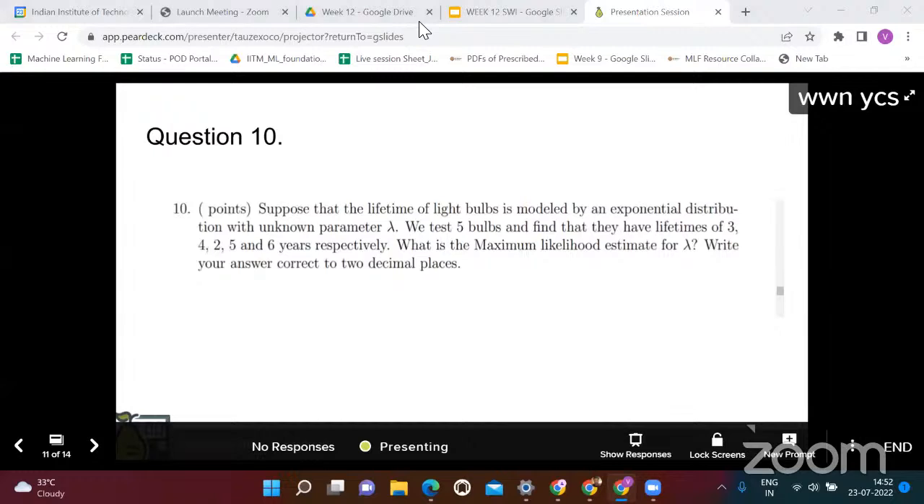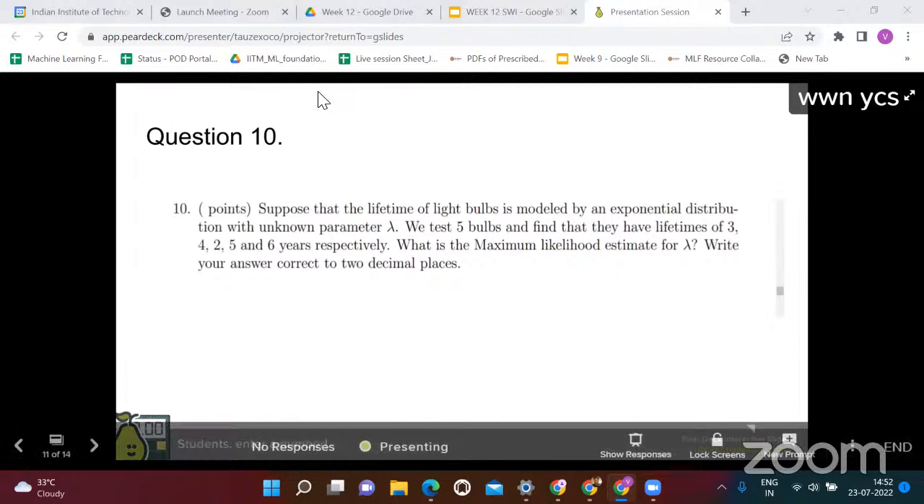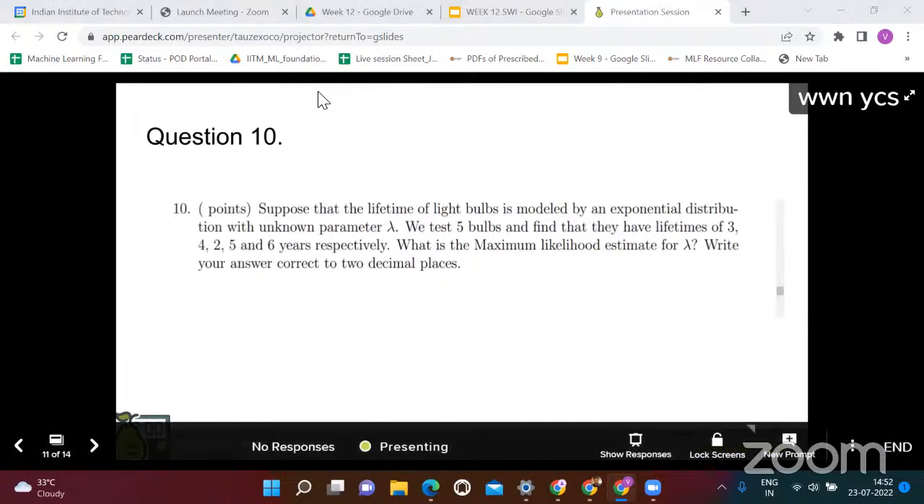Such problems you can expect in the exam also. Like for example, here it is for exponential. You can get it for some normal distribution or for some other distribution, like for uniform distribution. So you should be aware of this type of problem and how to solve it. I'll wait for 2 minutes. If somebody answers the question, it's fine. Otherwise, I'll solve the problem.